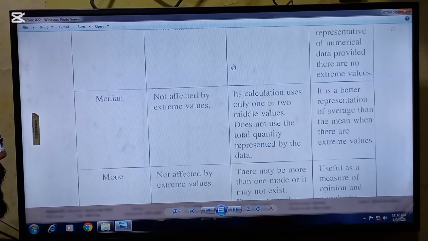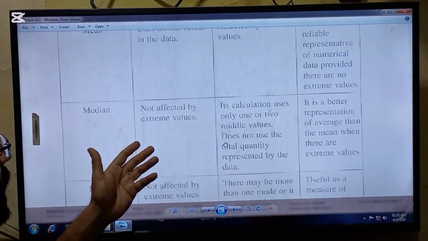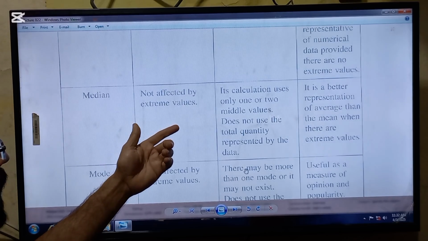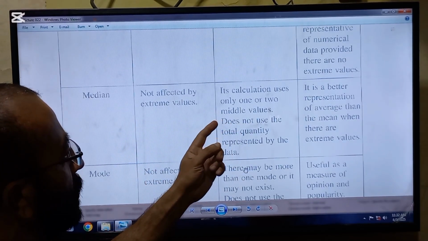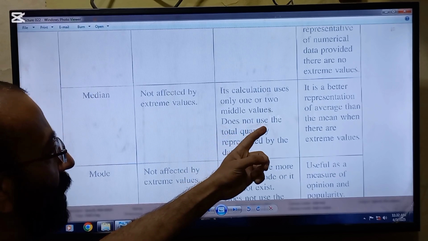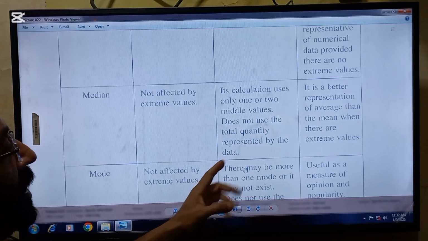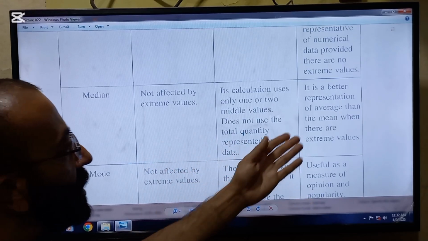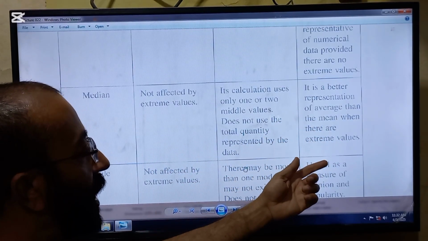The next point is about the median. The advantage is that it is not affected by extreme values. The disadvantage is that its calculation uses only one or two middle values and does not use the total quantity represented by the data. A note about it is that it is a better representation of the average than the mean when there are extreme values.